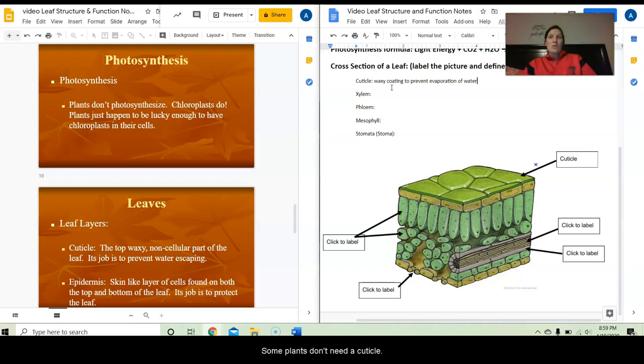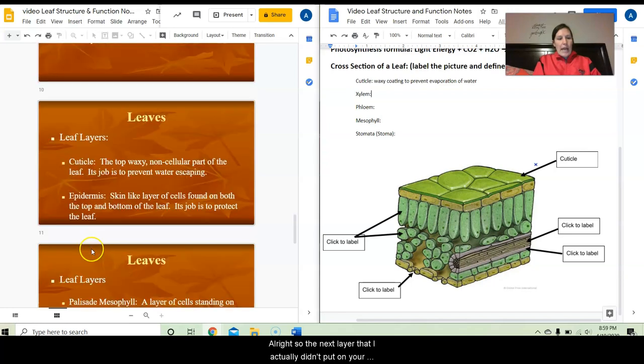Some plants don't need a cuticle. Now, here's a tricky one. Why would a lily pad be covered in a cuticle? It's sitting in water. It's not scared to lose water. It's literally sitting in water. But why is it covered in a cuticle? Well, because the cuticle can work the opposite way too. We don't want a bunch of water coming in either. So the cuticle can work both ways. But in a cactus, we don't want that water leaving. So no evaporation, no transpiration of water from a plant.